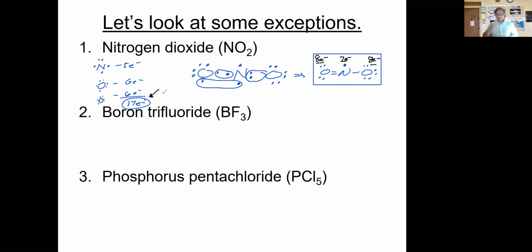All right. Let's go ahead and take a look at the next molecule here. So this is an example of an odd number molecule, a molecule with an odd number of electrons. So that has to violate the octet rule.